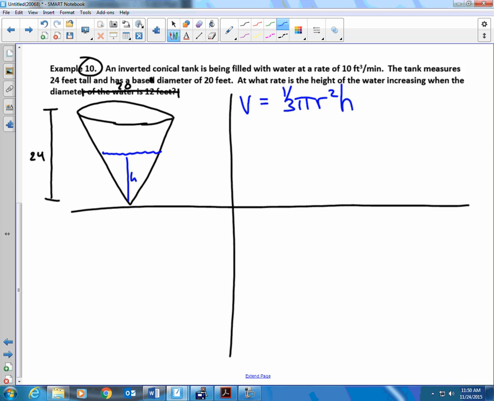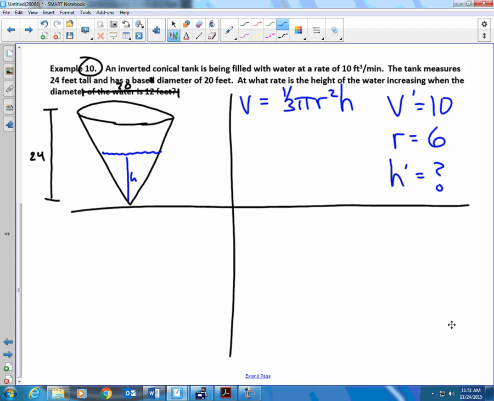So, what pieces do we currently know? V prime is 10. And we know that the current diameter of the water is 12, so that means the current radius is 6. Why did I choose to write it in terms of radius? Because that's in our equation. What are we looking for in this problem? What are we trying to find? H prime. At what rate is the height of the water increasing when the radius is 6?